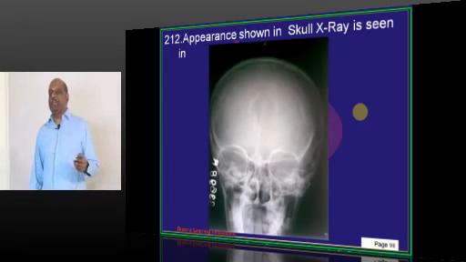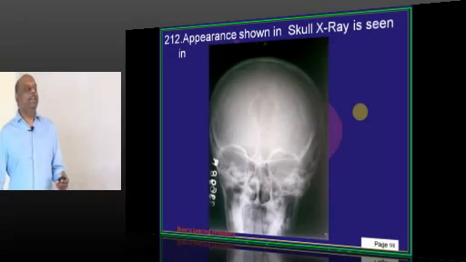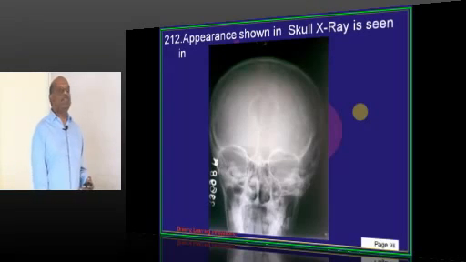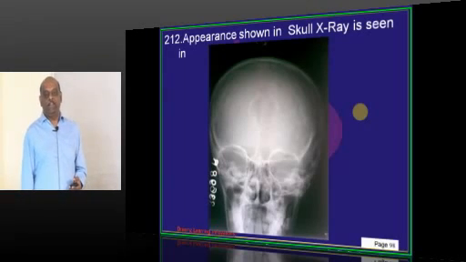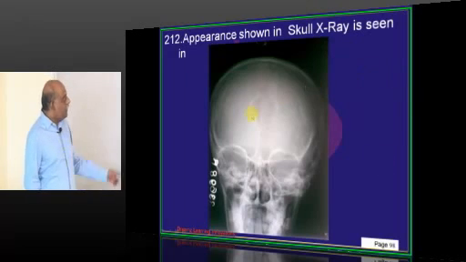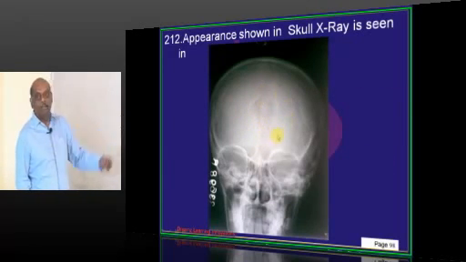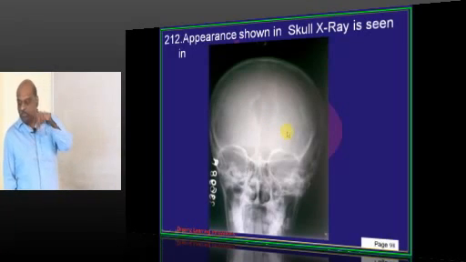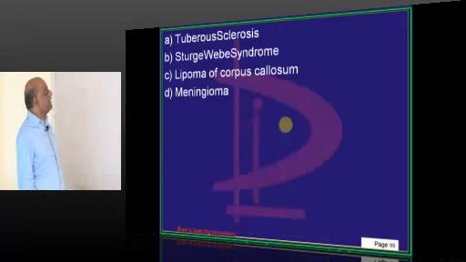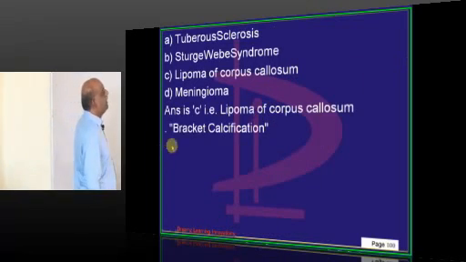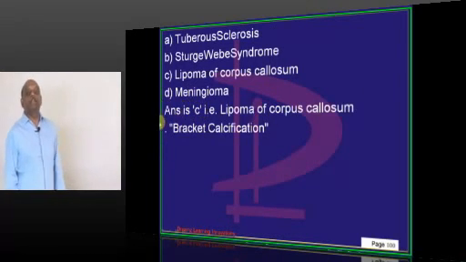This is a little difficult question to answer, but still this was one of the previous AIIMS questions in radiology. This is called bracket calcification. Just like a bracket, you get calcification. So such a bracket calcification is a very important feature which you see in case of the lipoma of the corpus callosum.